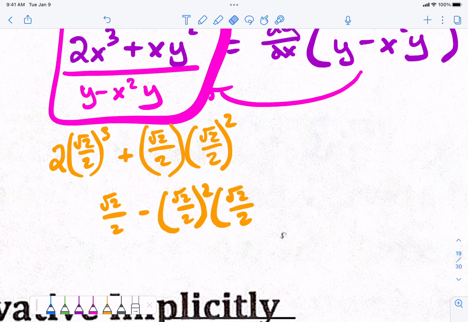Alright, we got it all plugged in. If you find the square root of 2 over 2 to the third power, you already know that's the same on the top and the bottom. You can just plug that into a calculator and solve things.